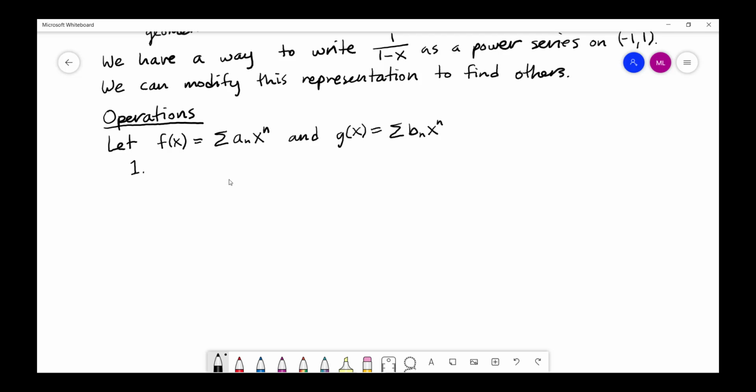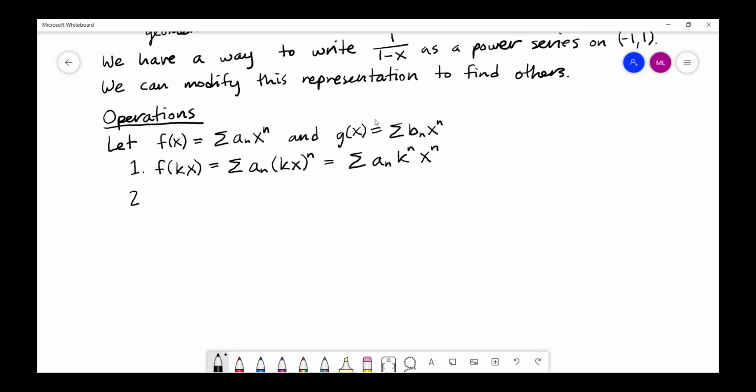Number one, or operations, I should say. What happens if I do f of some constant times x? So basically what I'm saying is, what if instead of having x, I replace it with k times x? What happens when you put a constant in? Well, what would happen is basically we would replace everywhere that x showed up with a k times x. So I would, in this case, get the sum of a sub n kx to the n. And when we actually write that out, that means I'd get a k to the power n and an x to the power n showing up in that term. So this is what that would look like.